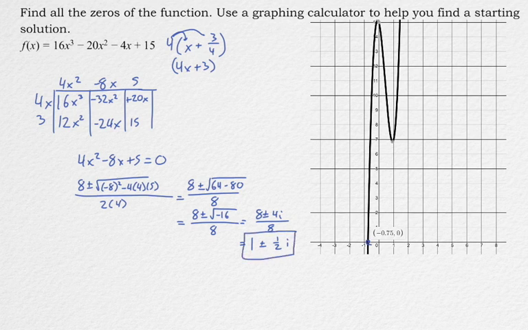So we found all of the zeros now because there's 2 of them. There's 2 imaginary zeros, and the last one was just x equals the one from the graph, which was negative 0.75, or negative 3/4. Let's just write it as a fraction.